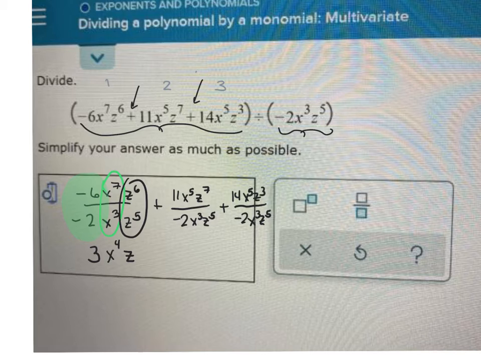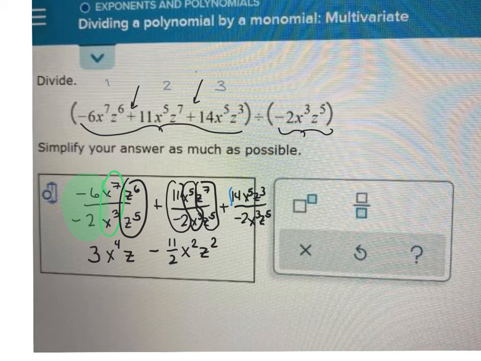Now my second numbers are 11 over negative 2. Now 11 over negative 2 doesn't divide, so I'm just going to make this minus 11 over 2. You could make it 5.5. I'm not sure if Alex would take that, but that is acceptable as well. I have x to the 5th over x to the 3rd, so I subtract the exponents, so I get x squared. And then z to the 7th over z to the 5th, 7 minus 5 is z squared.